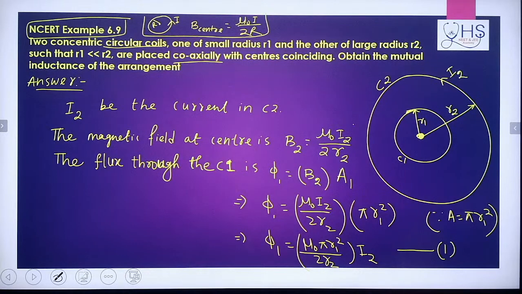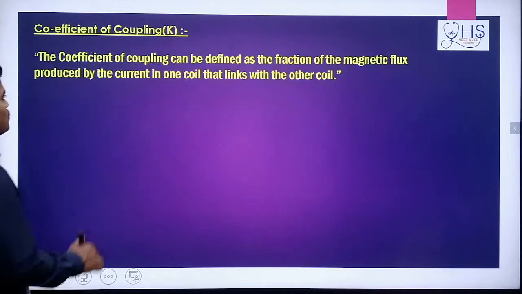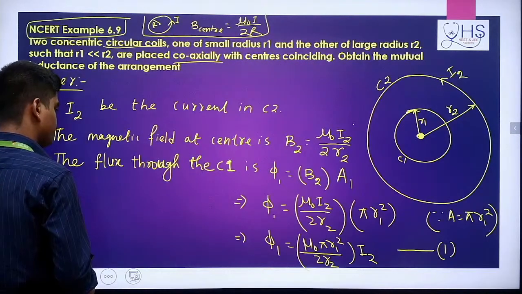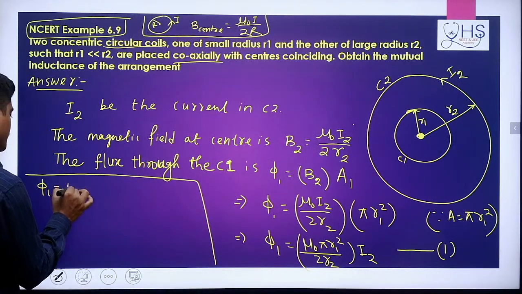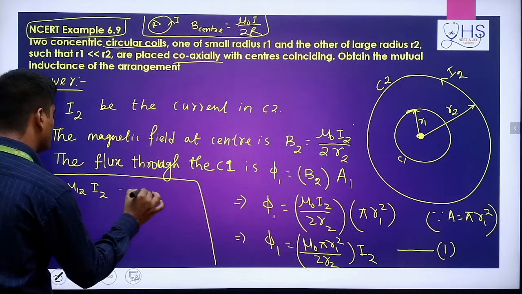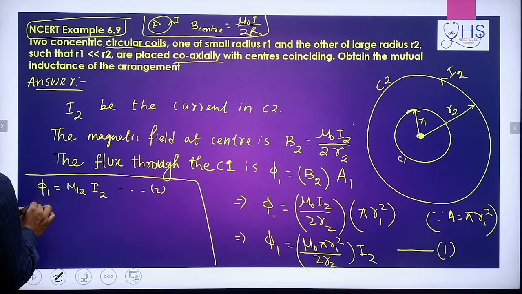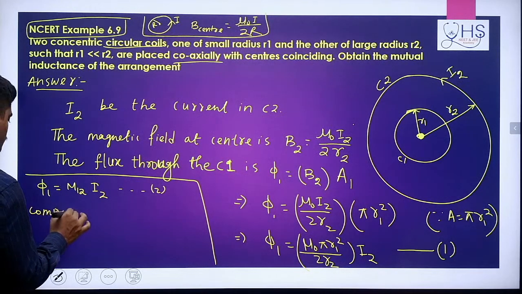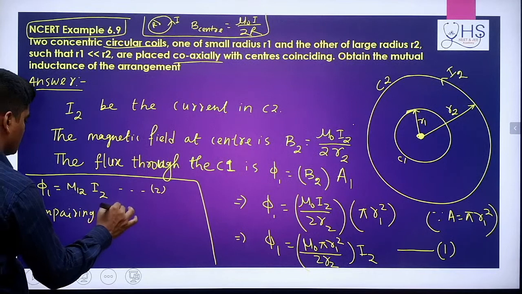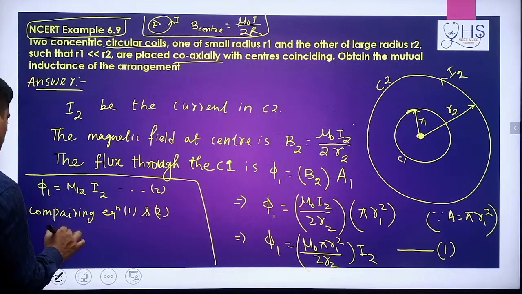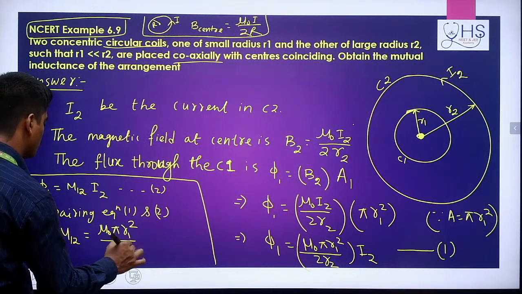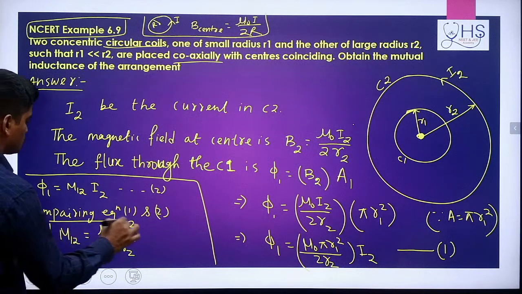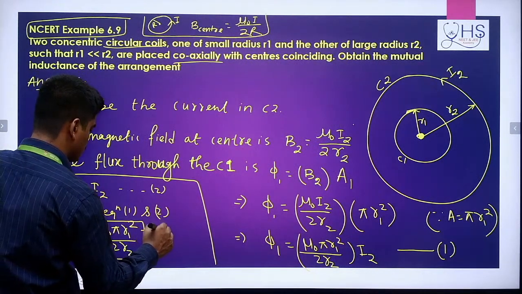Okay. So first to complete this, you can pause the video and complete it. I will go to the next thing. So let me write here otherwise. Suppose phi 1 can be written like this, M12 I2. So comparing equation 1 and 2, what will we get? M12 equals mu naught pi r1 square by 2r2. Okay, so this will be your mutual inductance.